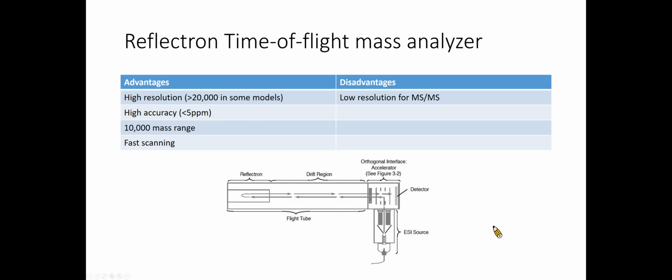To sum up, the Reflectron Time-of-flight analyzers can provide a high resolution, high accuracy, and high mass range up to mass-to-charge ratio of 10,000. However, it shows low resolutions when being used for the tandem mass analysis.